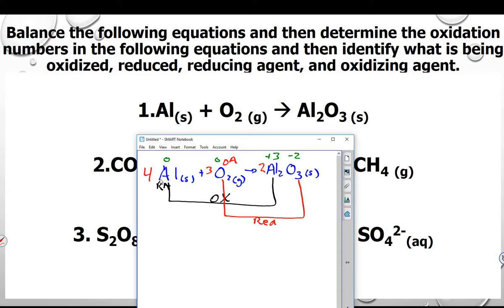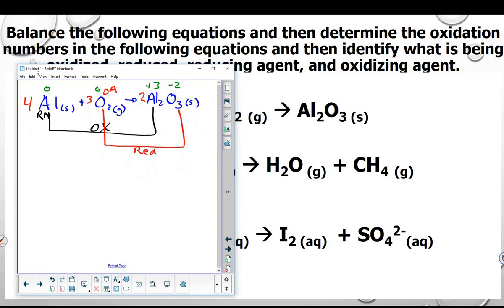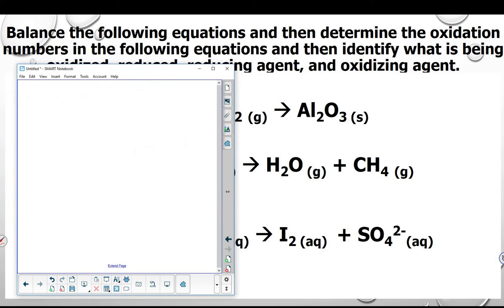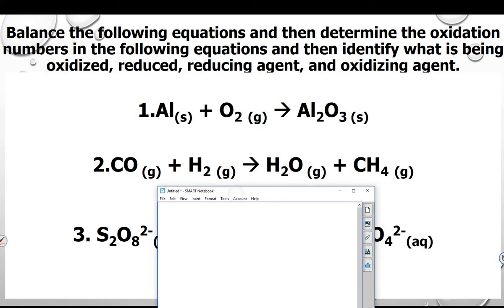I'm going to let that be up there for a minute, and then I'll come and help you with the next one, but try and do it on your own first. Balance it. So we're doing number 2 now? Yeah, do number 2. So balance it first, then find out all the charges, and then once you find all the charges, then decide what's oxidized and what's reduced.